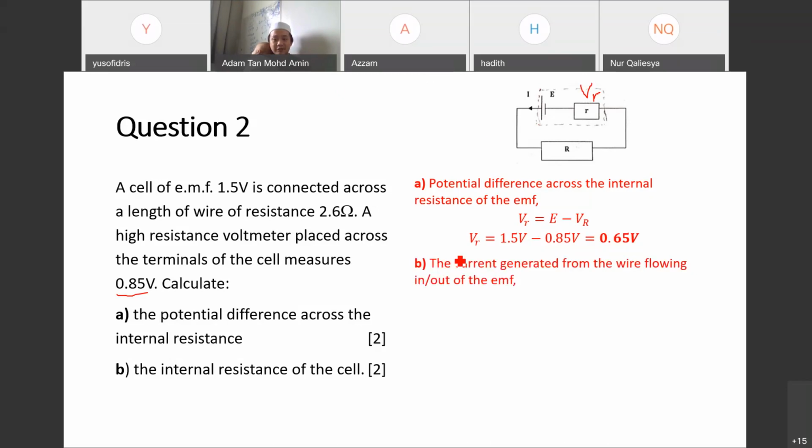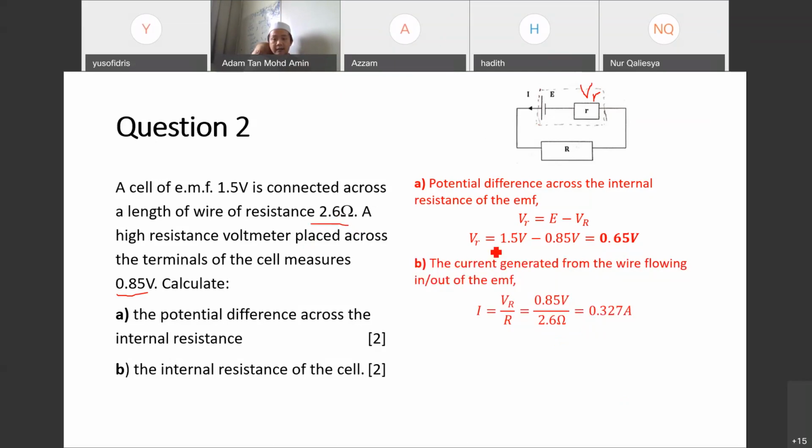Okay, so the current generated from the wire flowing in and out of the EMF is actually equal to I equals VR over R. Why VR over R? Because we take the voltage across the resistor, the external resistor, because we are given that value, 0.85 volts. And then we know the value of the resistance because we are given that as well.